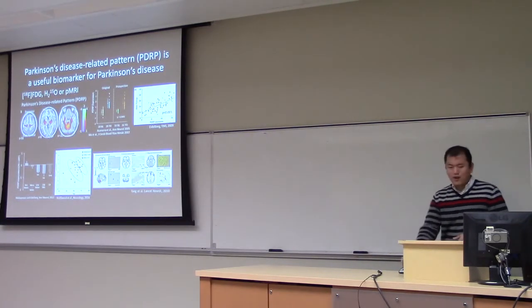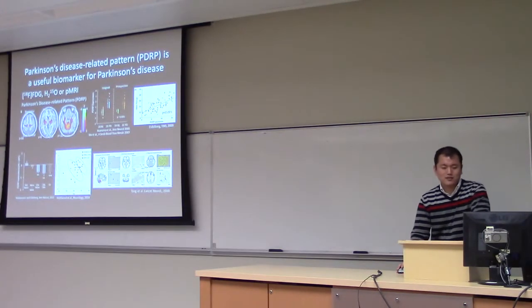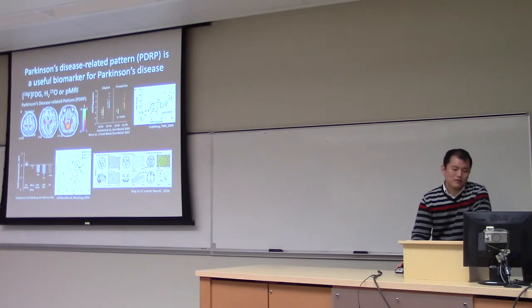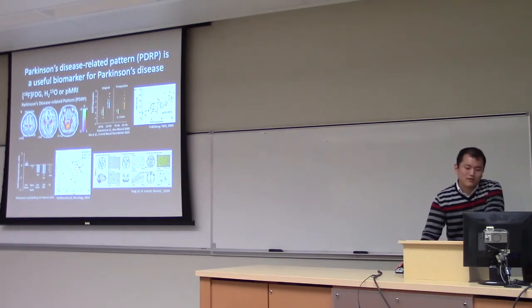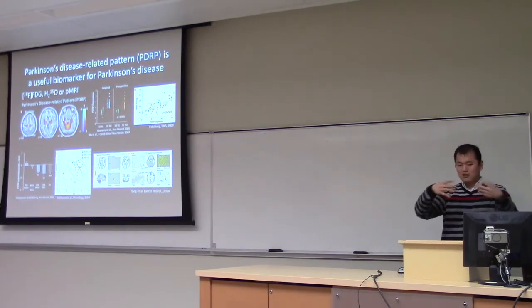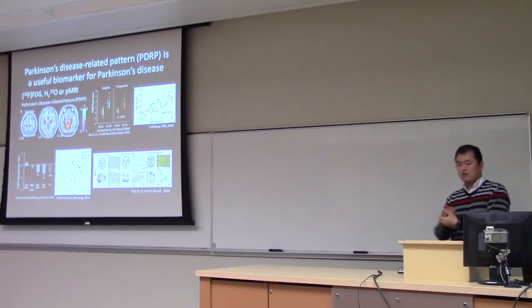And there are also other disease-related patterns. This is the Parkinson's disease-related pattern, PDRP. This is the MSA-related pattern. MSA is multiple system atrophy, which is symptomatically very similar to Parkinson's disease, but pathophysiologically very different. And progressive supranuclear palsy is also another typical Parkinsonian syndrome. The symptoms could be very similar to Parkinson's disease, but the prognosis and the treatment could be very different. So this is PSP, MSA, PD, and these patterns are all derived and can be calculated with FDG-PET scans.